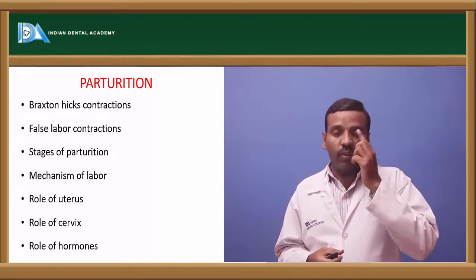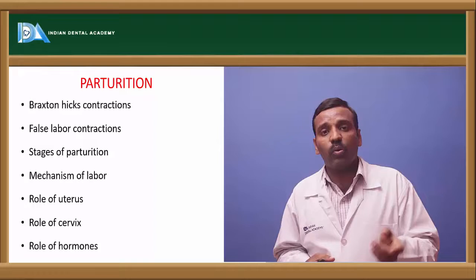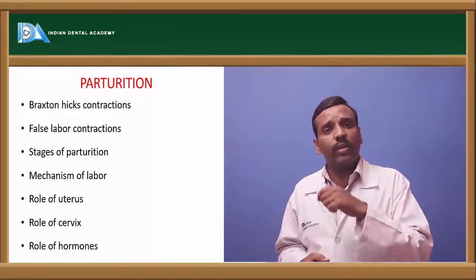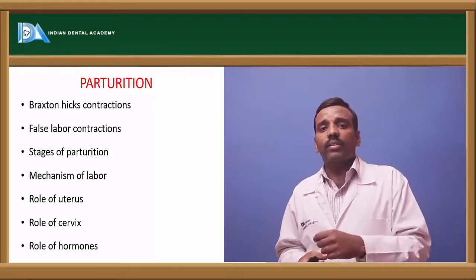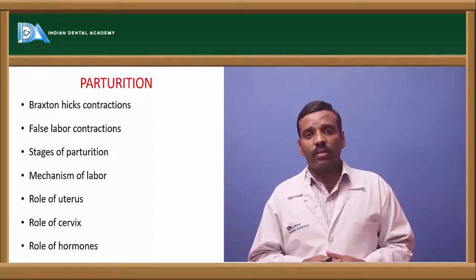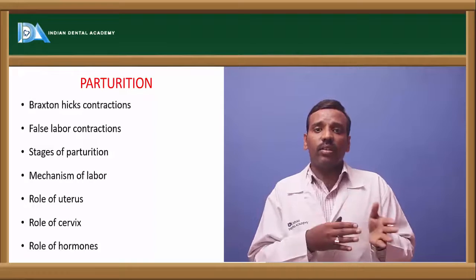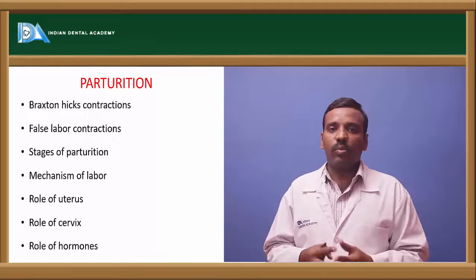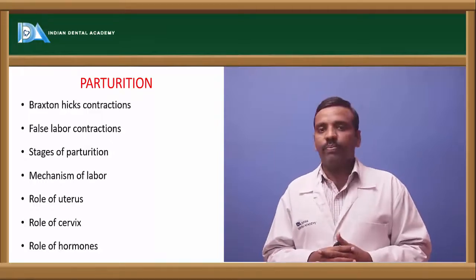Oxytocin is released from the hypothalamus to the posterior pituitary, and the posterior pituitary releases that oxytocin into the bloodstream. Then contraction of the uterus occurs, and by the uterine contractions in 3 stages, stage 1, stage 2 and stage 3, the fetus comes outside. That's the delivery of the baby.